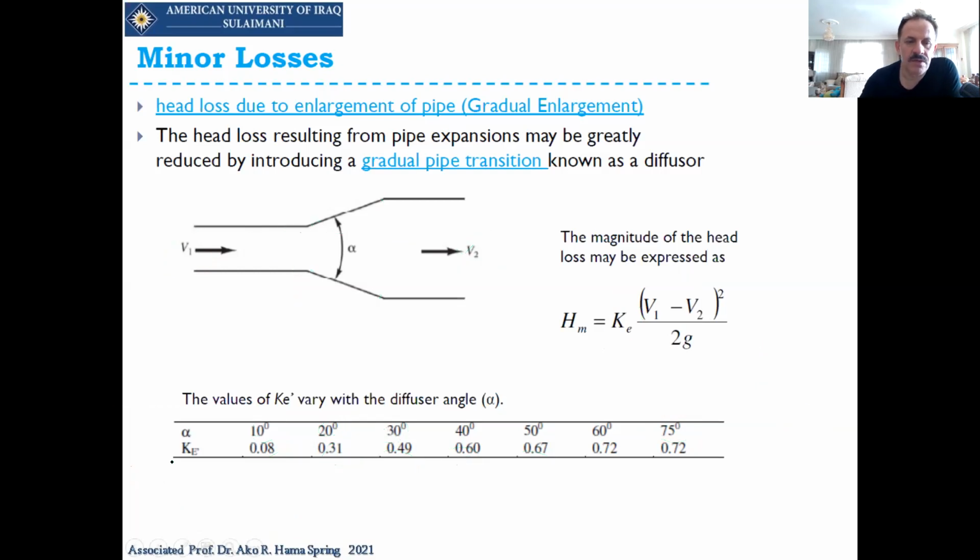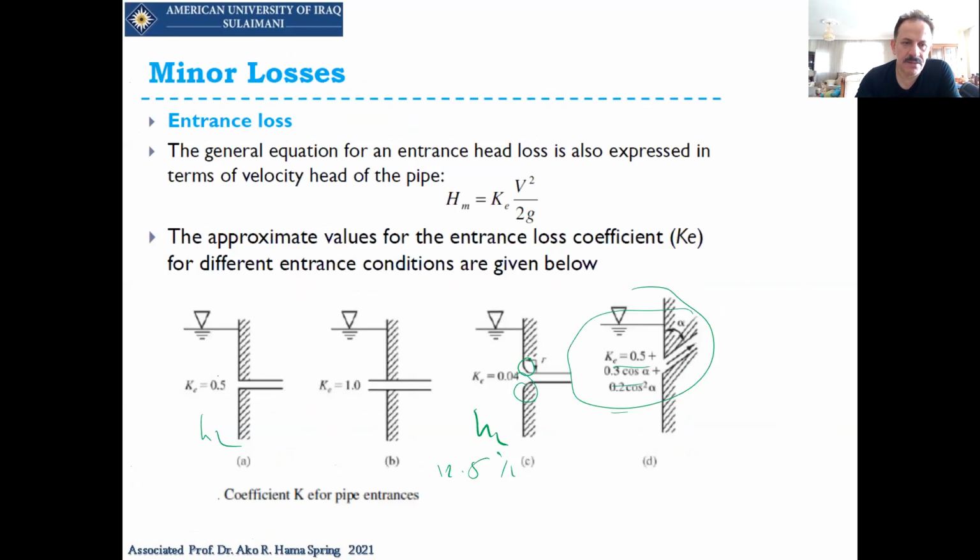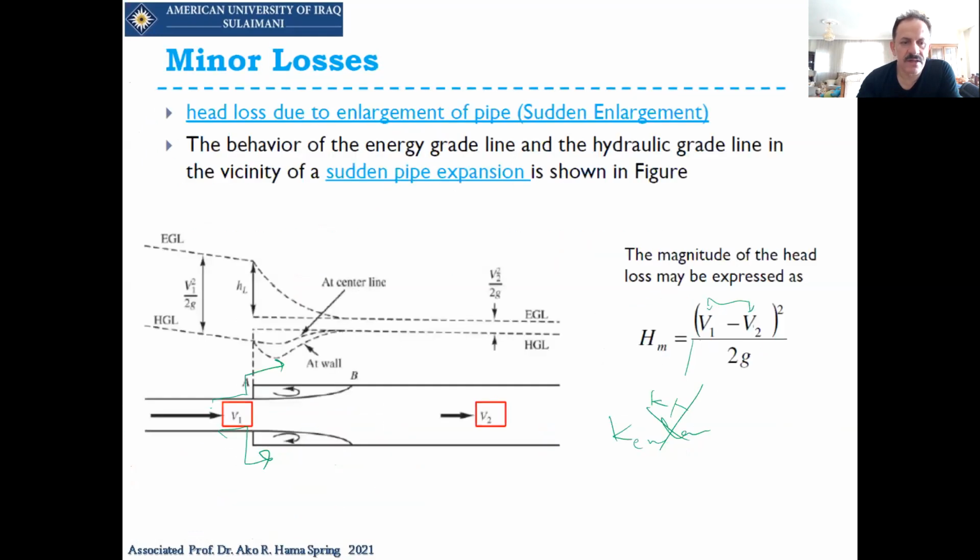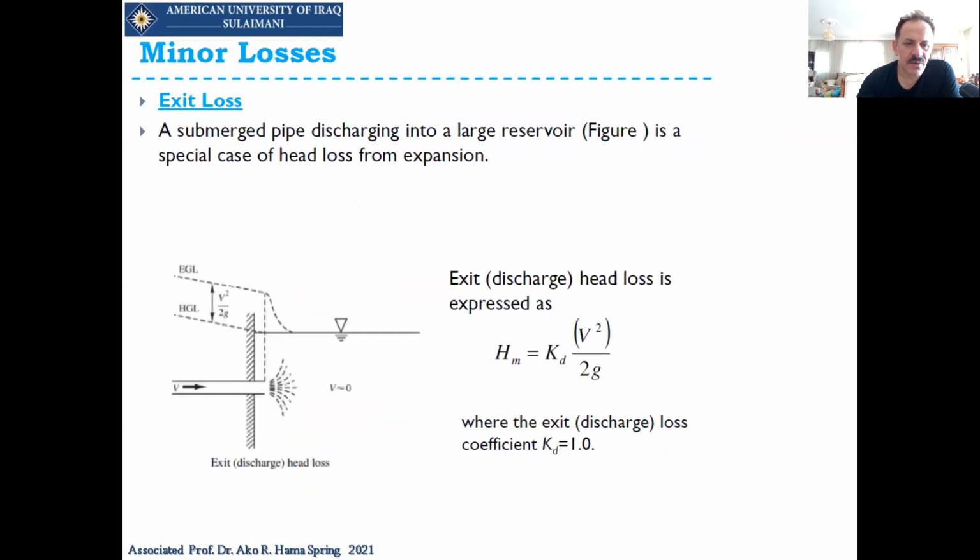Now, till now we have sudden entrance, sudden contraction, and gradual contraction. We say that we have three types of entrance, and we have enlargement. And also we will take another kind of minor loss, which is called exit, which is the opposite of entrance.